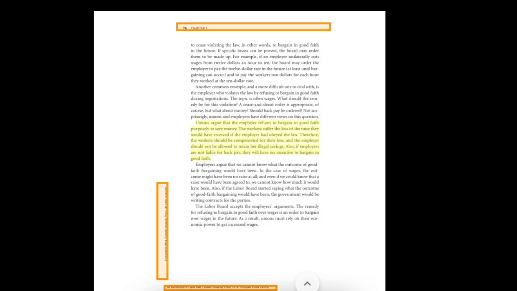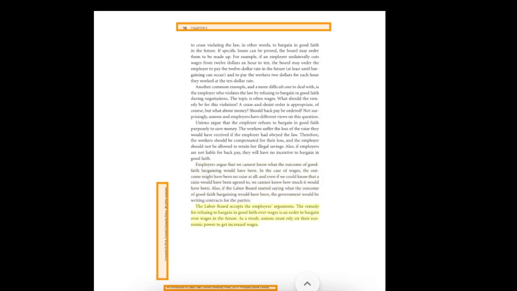Also, if employers are not liable for back pay, they will have no incentive to bargain in good faith. Employers argue that we cannot know what the outcome of good faith bargaining would have been. In the case of wages, the outcome might have been no raise at all, and even if we could know that a raise would have been agreed to, we cannot know how much it would have been. Also, if the labor board started saying what the outcome of good faith bargaining would have been, the government would be writing contracts for the parties.